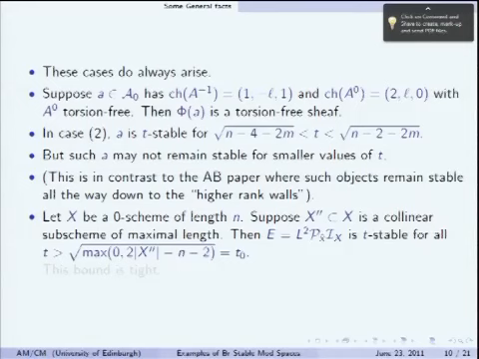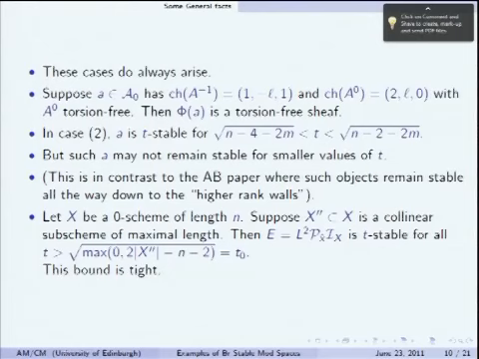So what is it? It's that the wall occurs precisely when there is a collinear subscheme of X of maximal length. Then E is constrained to be T-stable for all T bigger than this. So the wall occurs when X double dash equals X, and the length of that is N. So that tells you precisely where the wall is: root N minus 2. So that's the top wall. As I said, that bound is tight.